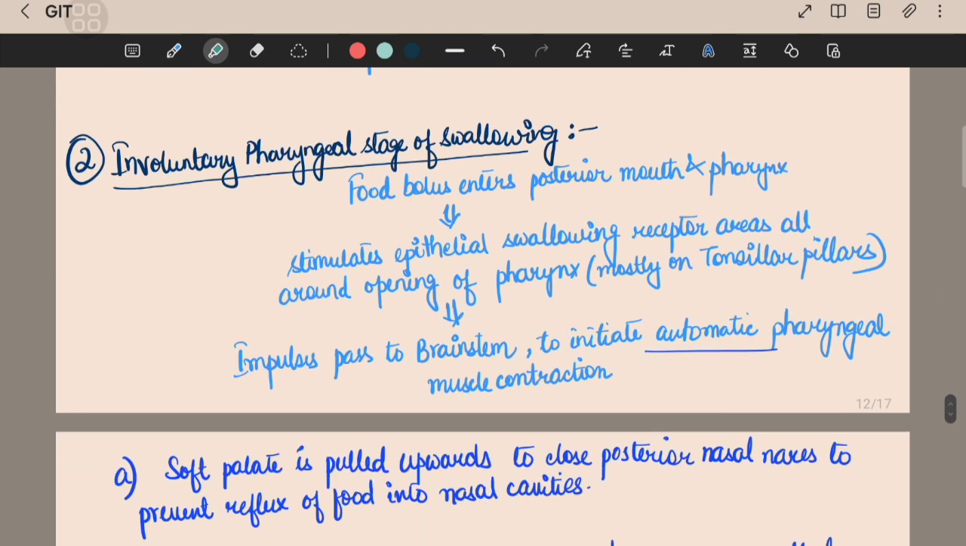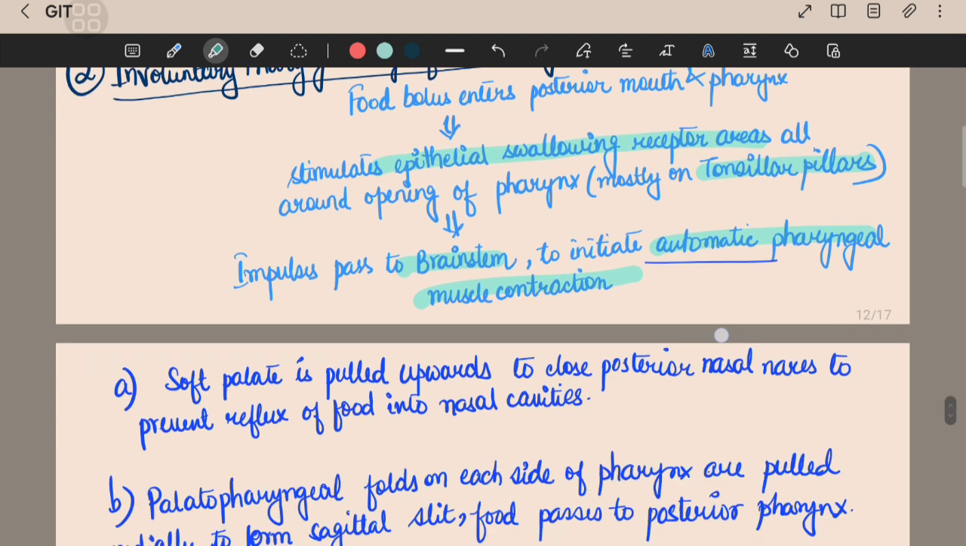Then coming on to the involuntary pharyngeal stage: when the food enters the posterior mouth and pharynx, it stimulates the epithelial swallowing receptor areas all around the opening of the pharynx, mostly on the tonsillar pillars. Those impulses are sent to the brainstem, which initiates the automatic pharyngeal muscle contraction. Whenever that portion reaches your pharynx, these receptors send impulses to the brainstem, and they stimulate the automatic pharyngeal muscle contraction there.